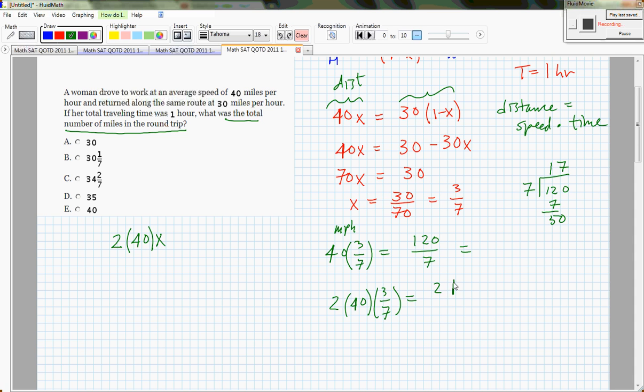So 240 divided by 7. 3 times 2 is 6, times 40 is 240, divided by 7. So 7 into 240: 3 times 7 is 21, 30. 4 times 7 is 28. So 34 and 2/7. The answer is C. 34 and 2/7.